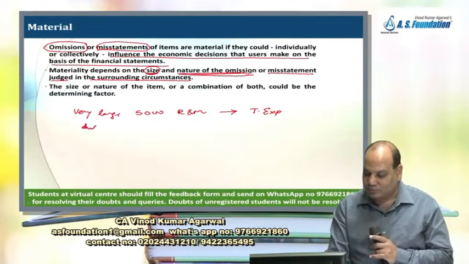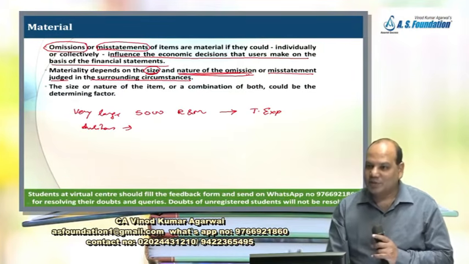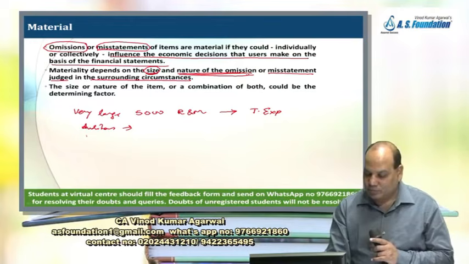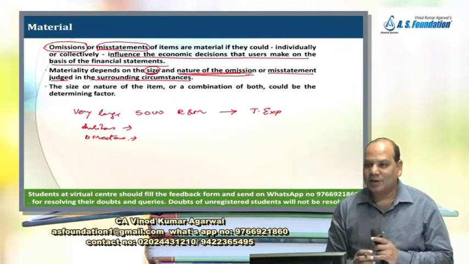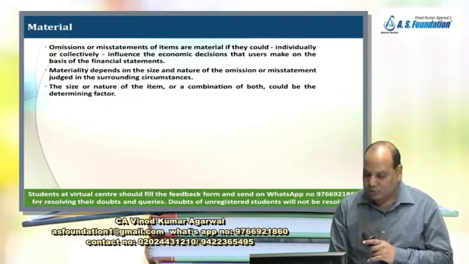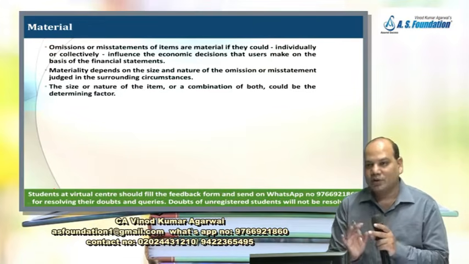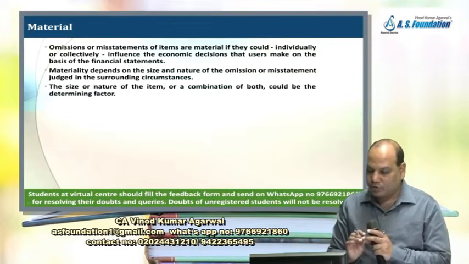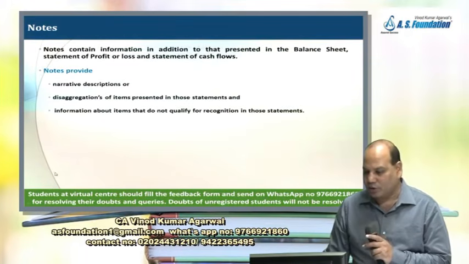Payment to auditor has to be presented separately. So it's a material item. Payment to directors becomes a material item. Fraud, etc. committed by director can become a material item. So who has to take the judgment about materiality? The management. What information should I give so that the investor can take a proper decision? The size or nature of the item or the combination of the both could be the determining factor. So it is all dependent on management.